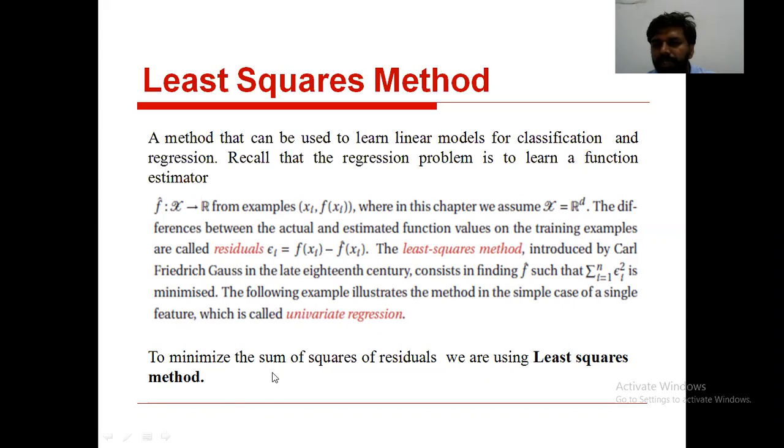Why are we using the least square method? Here we are calculating a number of residuals. Why? Because suppose there are n instances in the instance space, we are calculating n residuals. Out of all residuals, we are identifying the residual having the least square. That one is identified by using the least square method.